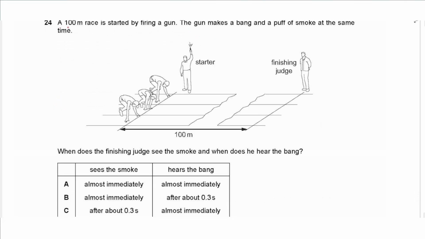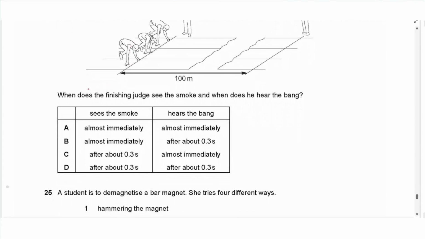Question 24 says a 100-meter race is started by firing a gun. The gun makes a bang and a puff of smoke at the same time, so that's sound and light. When does the finishing judge see the smoke and when does he hear the bang? So he sees the smoke almost immediately because the speed of light is very high, and hears a bang after about 0.3 seconds, much later than light because sound is much slower than light, so the answer is B.